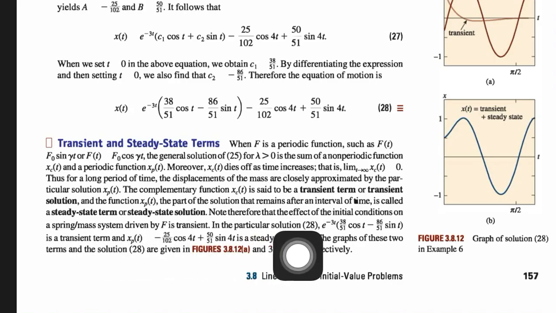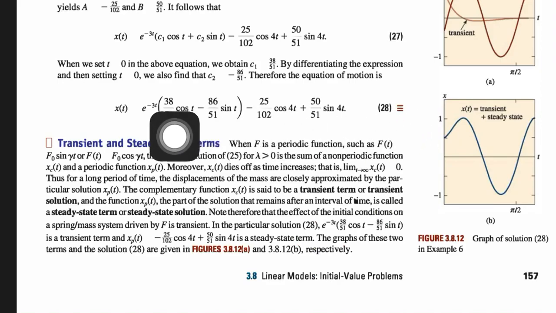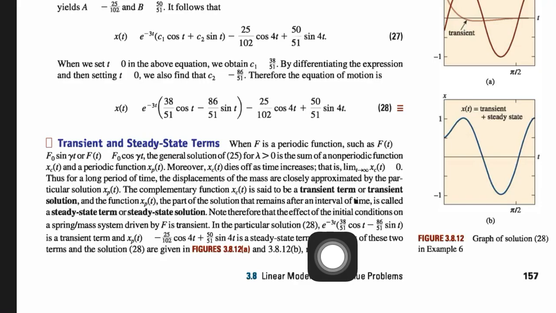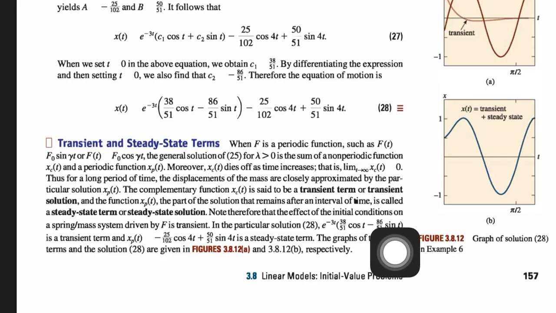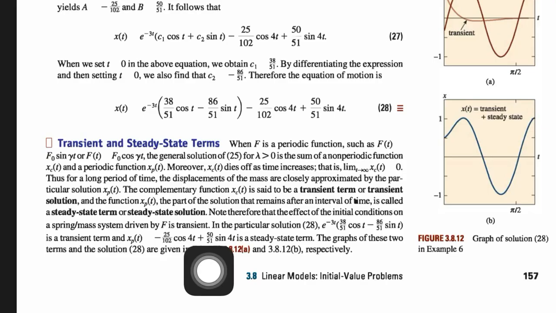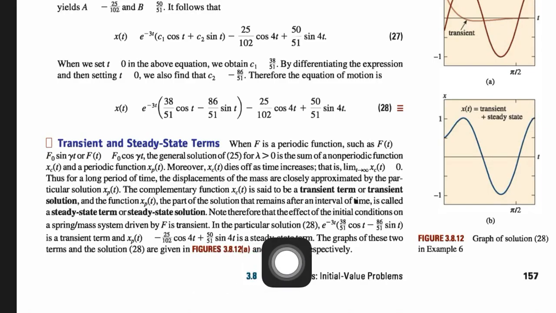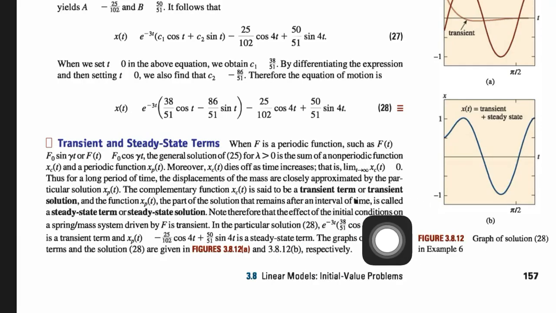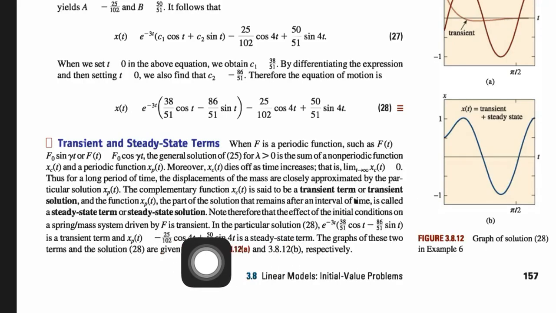In the particular solution 28, they are discussing this equation of motion, where e to the minus 3t times (38 over 51 cos t minus 86 over 51 sin t) is the transient term, and xp of t, which equals minus 25 over 102 cos 4t plus 50 over 51 sin 4t, is the steady state term. This means that this term goes to 0 after some time, but this remains steady.